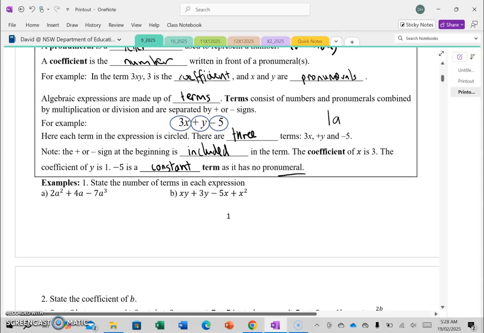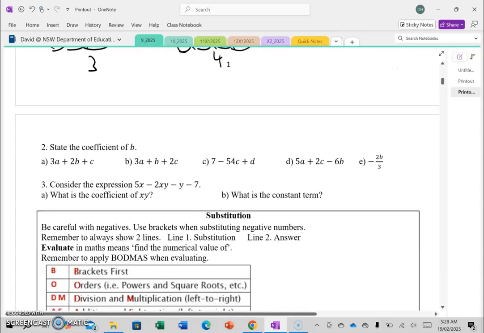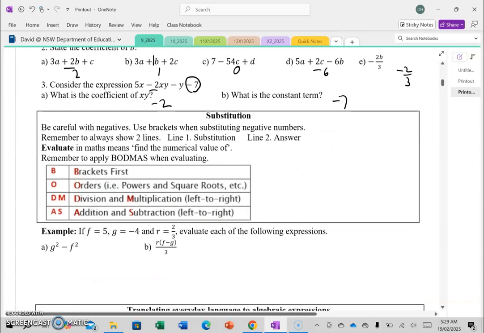Alright, let's start the question. State the number of terms. So there's 1 at the front, and then whenever we see a plus or a minus, we circle. That's 3 terms here. Whenever we see a plus or a minus, we circle. That'll be 4 terms. Coefficient of b is the number in front of b, so here it'd be positive 2 or just 2. Here there's a 1 hidden. Here there is no b term, so the coefficient of b is 0. That's negative 6, and the coefficient of b there is negative 2/3, because it's negative 2/3 times b. What's the coefficient of xy? Well, here that'll be negative 2. What's the constant term? That's the term without any letters, so it's negative 7.